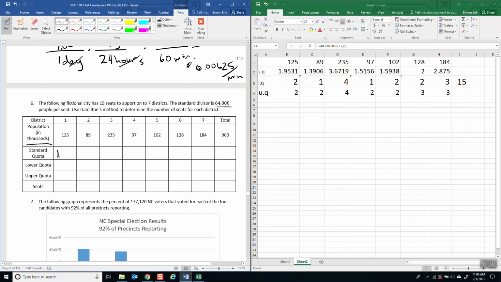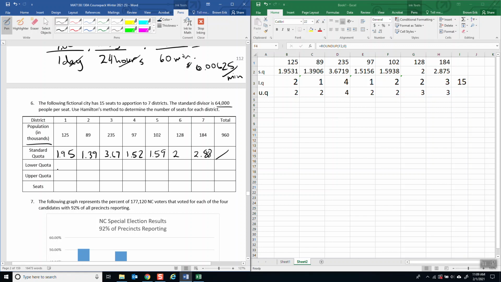We'll do 2 decimals, 1.95, 1.39. One of the questions I like to put on the exam, actually one of my fellow instructors suggested I put it on there, is how was the standard quota calculated? Write a sentence describing how that was done. Remember, that's the total population of all the districts divided by the number of seats to be apportioned.